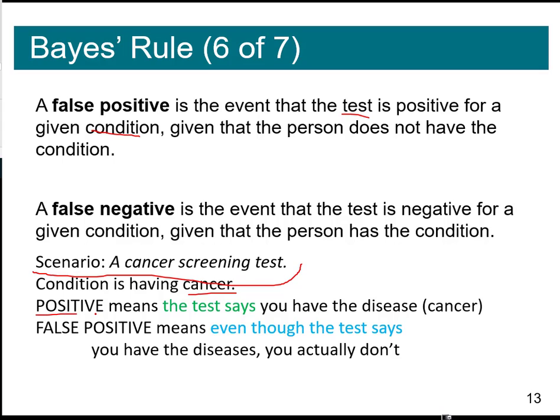So positive means the test says you have the disease. It doesn't mean you have the disease. It means that the test says you have the disease. So false positive means that even though the test says you have the disease, you don't have the disease. So that's what we mean by false positive. And false negative means that even though the test says you don't have the disease, you actually do have the disease. Okay, so we're talking about that kind of situation.